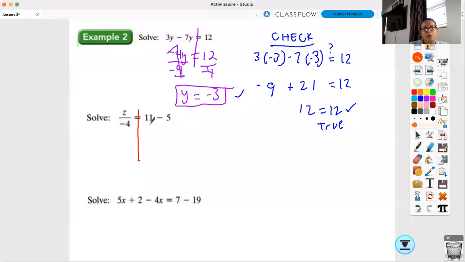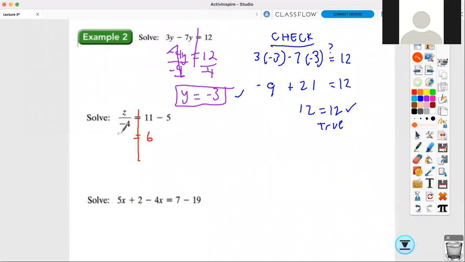6. You sure? Look at the way it's written. Oh, positive 6. You agree? You see that it's +6, Rosemary? Okay. So then we bring down the z over -4. Now, can someone tell me what operation is happening between the z and the -4? It's division. So we're going to multiply by what? -4. And what we do to one side, we do to the other.